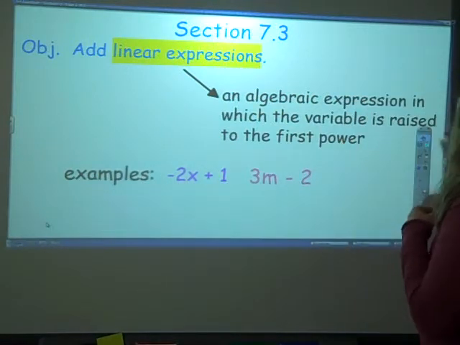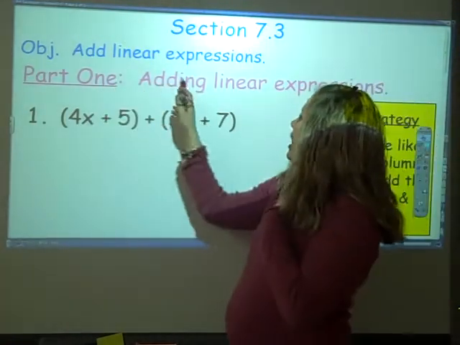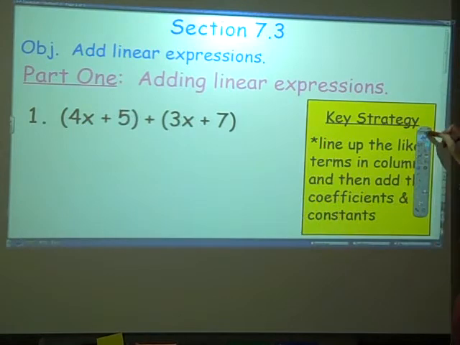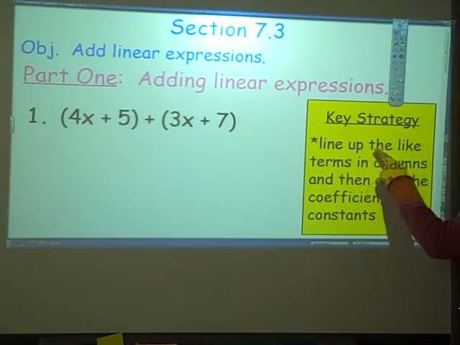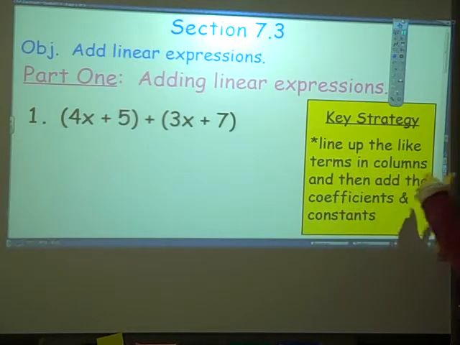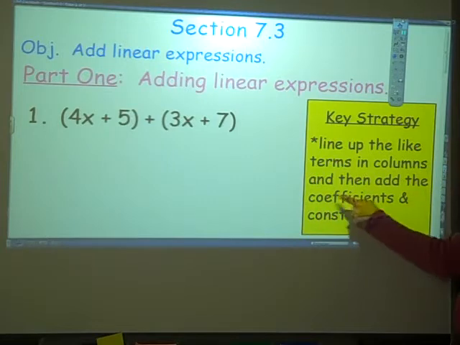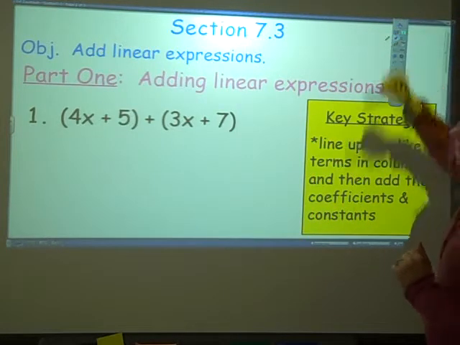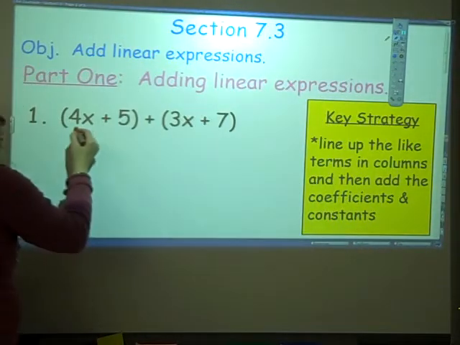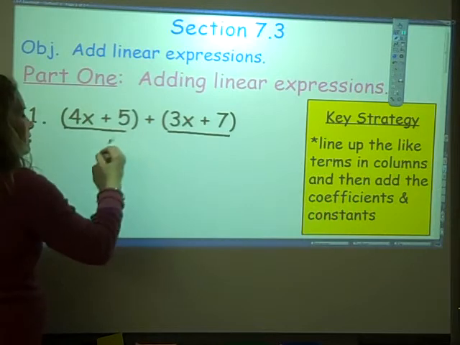All right, so let's learn how to practice how to add. Part 1, please write that down. Adding linear expressions. Notice that I have a key strategy over here, that you should line up the like terms, which is a topic from last lesson, in columns, and then add the coefficients and constants. What I mean by that, here, this is a linear expression. Here's the other one. We're going to line them up in columns.